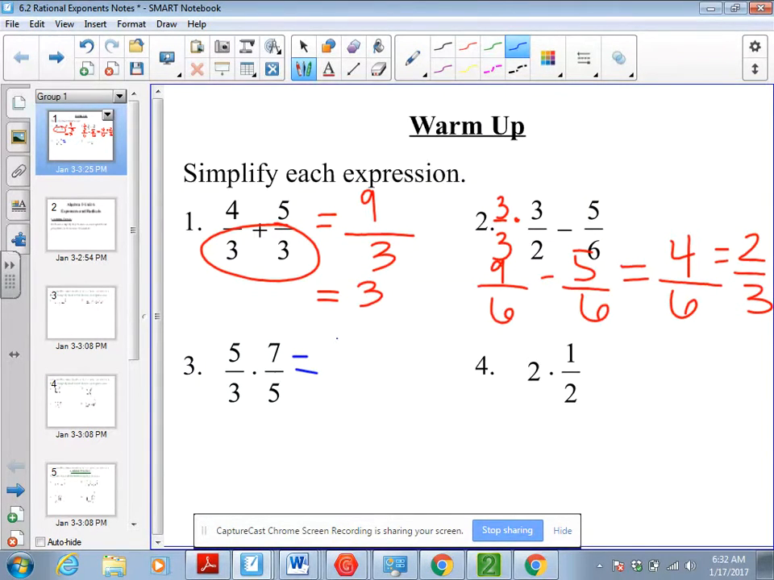So 5 times 7, 35. 3 times 5, 15. Now, at this point, I could divide by a common factor of 5, and this would end up being 7/3.